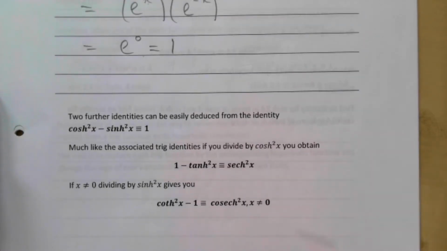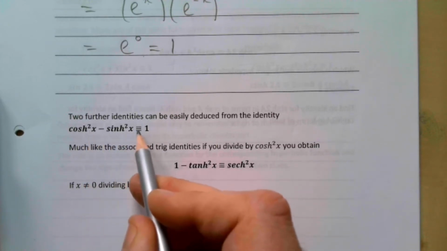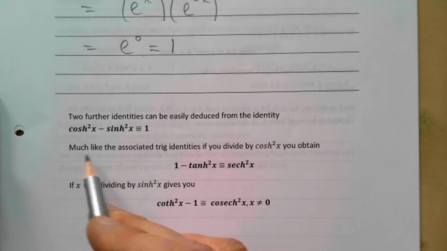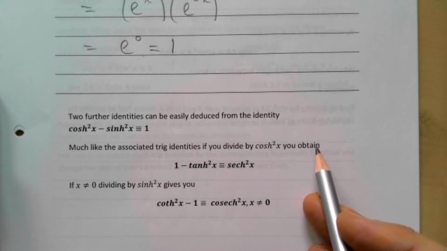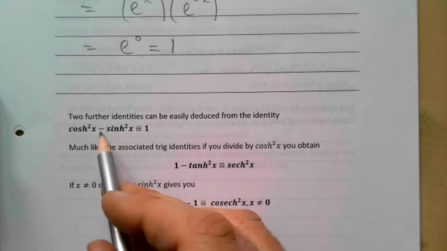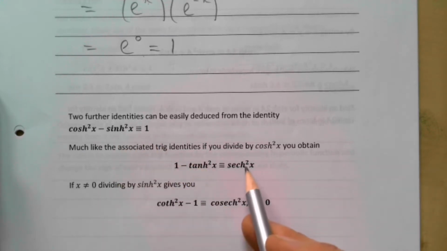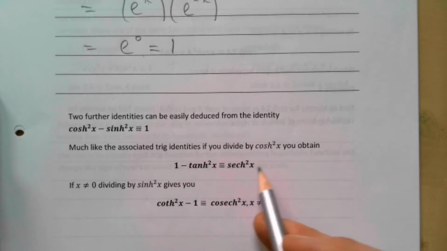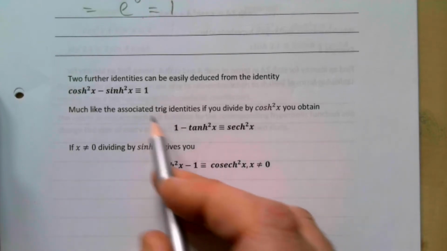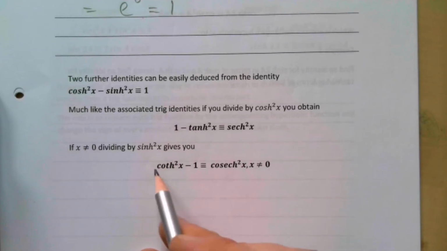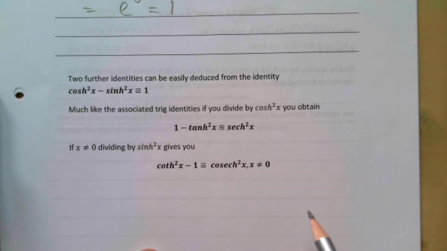So two further identities can be easily deduced from this identity. We know cosh squared minus sinh squared equals 1, slightly different, remember, than cos squared plus sin squared equals 1. Much like the associated trig identities, if you divide by cosh squared x, you obtain 1 minus sinh squared over cosh squared, which gives us tanh squared, and then 1 over cosh squared is sech squared. So it's 1 minus tanh squared x equals sech squared x. And then if x is not equal to 0, dividing by sinh squared gives us coth squared minus 1 equals 1 over sinh squared, which is cosech squared.